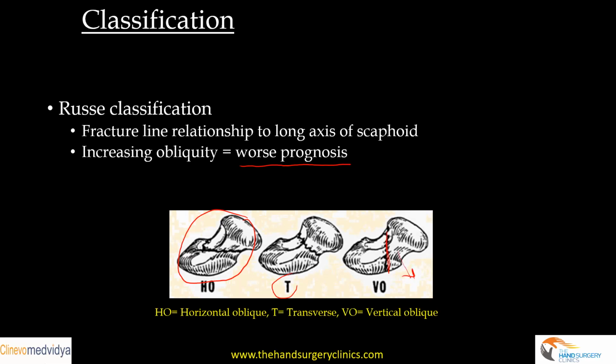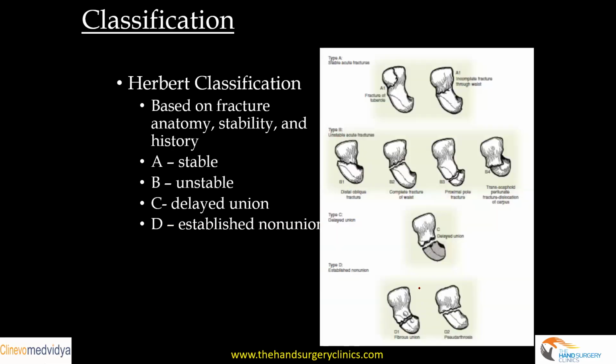So if you have a vertical fracture line such as this, and if there are forces that are acting on the scaphoid, it is but natural that there will be displacement, and the distal pole or the distal fragment will flex, resulting in a DISI deformity.